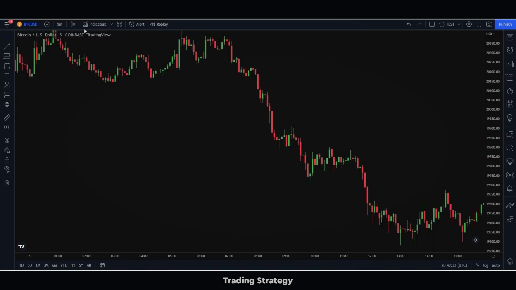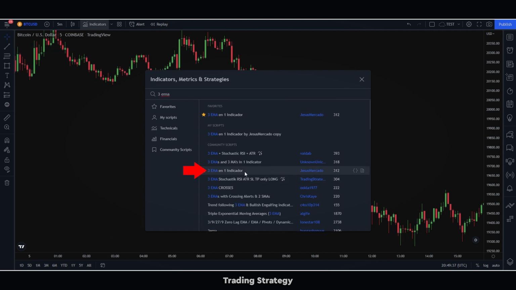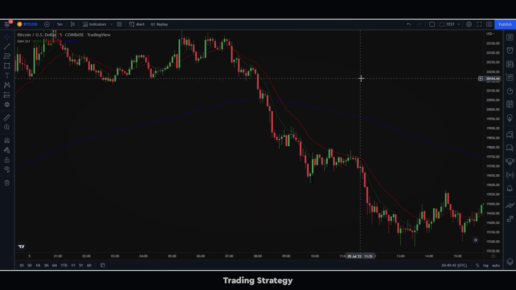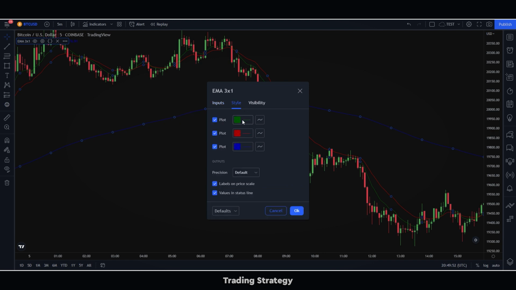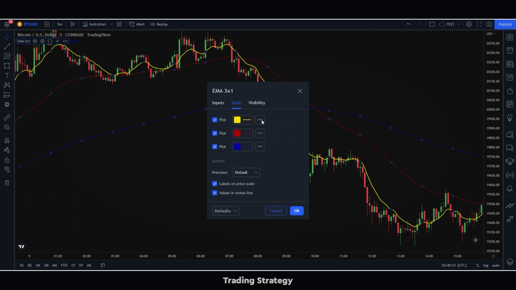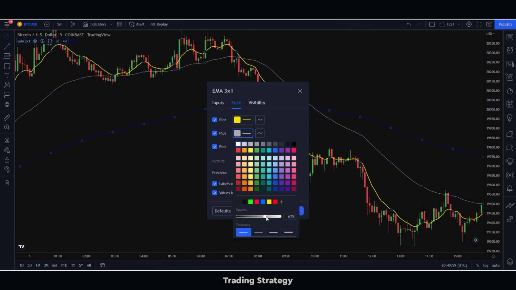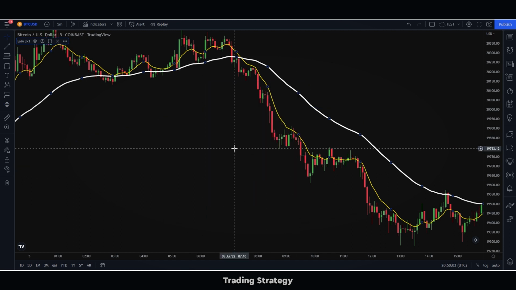The first thing we will have to select will be 2 exponential moving averages, EMA. But because the platform I use to test the strategies does not allow more than 3 indicators, we will select this indicator that comes with 3 moving averages in one. We will configure the first one with 10 periods and the second one with 55 periods. We will make the first one yellow with a thickness of 2. And the second we will make it white with a thickness of 4. The third one we will deactivate since we are not going to use it.